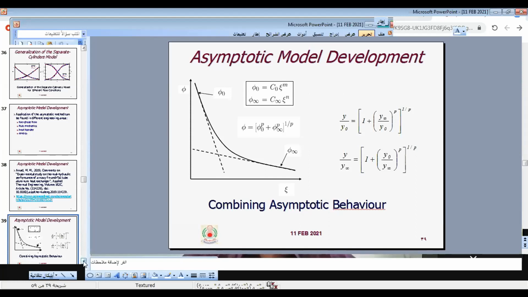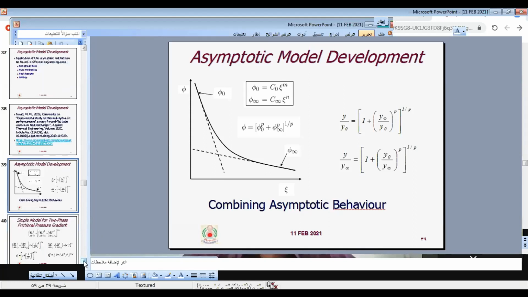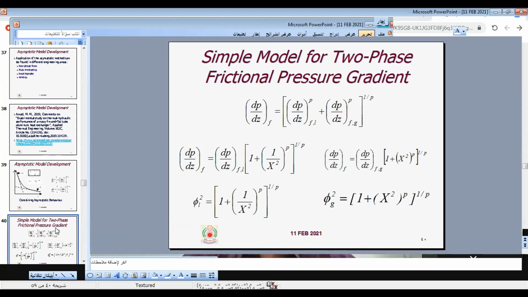For two-phase flow using the separated flow model, the equation using the asymptotic model has this form. First, I write the form in terms of the frictional pressure gradient, and then I transform it into a non-dimensional form, either using the two-phase friction multiplier for the liquid phase or the two-phase friction multiplier for the gas phase as a function of the Lockhart-Martinelli parameter. And as shown in this equation, the only parameter is B.